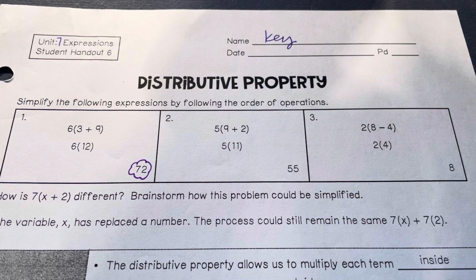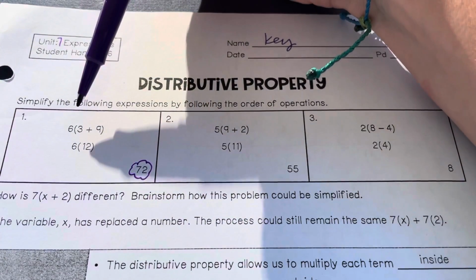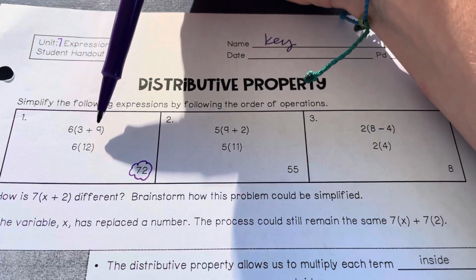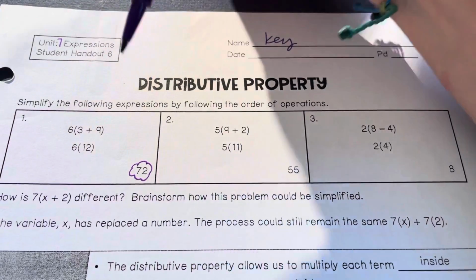Hi everyone, we're looking at Unit 7 for the Expressions Unit, Handout 6 on distributive property. So up at the top, we're first going to follow the directions for order of operations. So we know PEMDAS, we have something inside of these parentheses here, so we're going to add the 3 plus 9, which is 12. 6 times 12 is 72, okay?